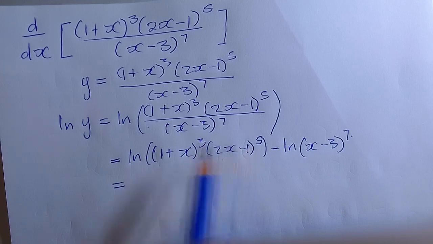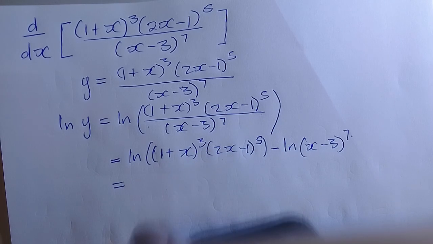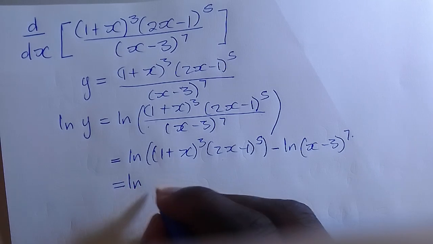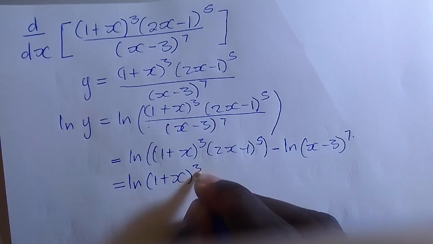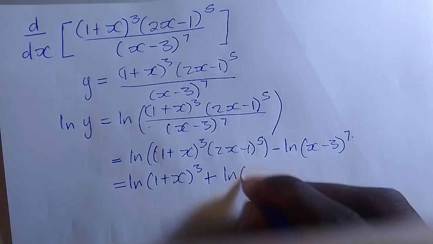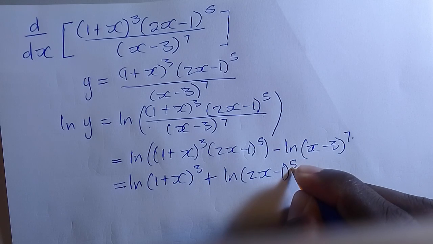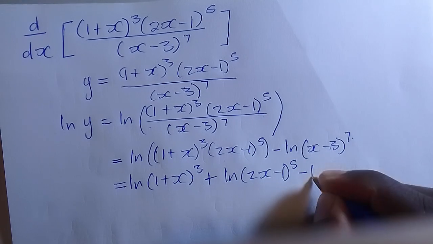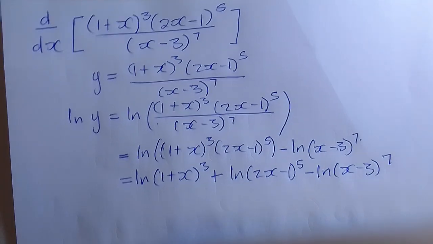Now we have a product here. The product can be written as a sum. So we'll do this. We'll say ln of (1 plus x) to the 3rd power plus ln of (2x minus 1) to the 5th power, and then this, which is minus ln of (x minus 3) to the 7th power.